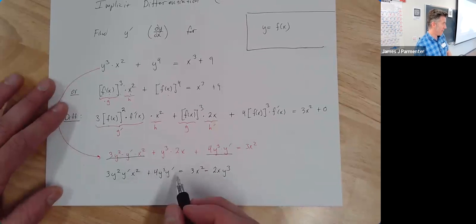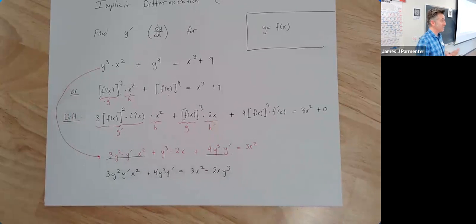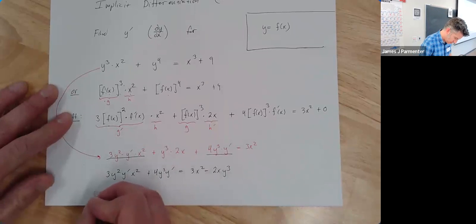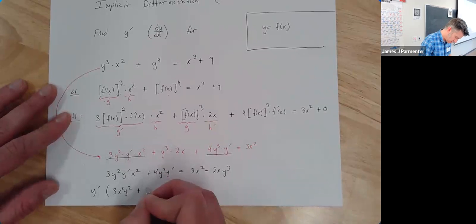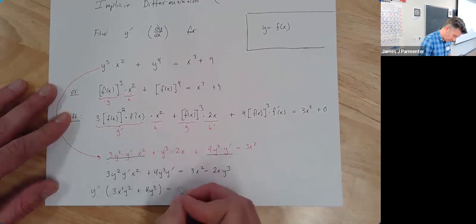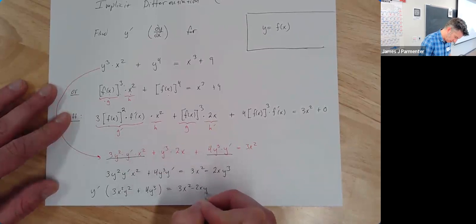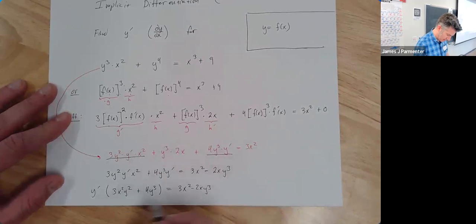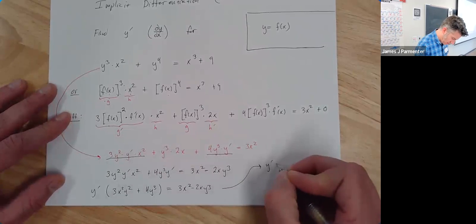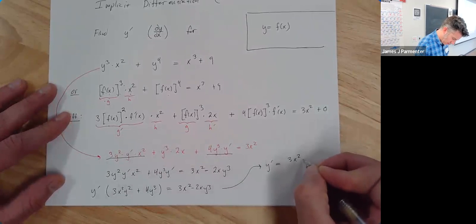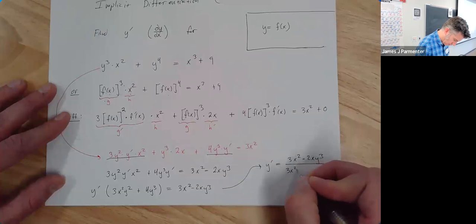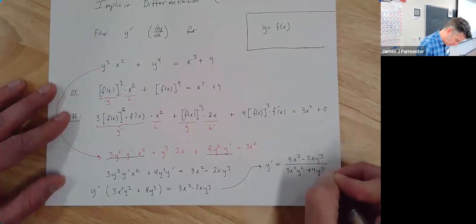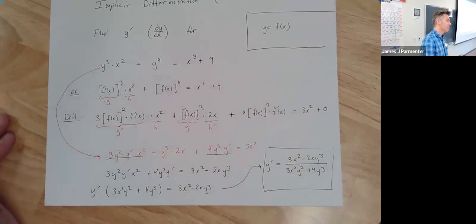Then I'm going to factor out a y prime from the terms on the left because every term on the left has y prime. That's why I did that. And y prime times 3, I would write this as x squared y squared because we usually write things in alphabetical order, plus 4y cubed, still equal to all that, 3x squared minus 2xy cubed. And finally, I would divide both sides by that to get y prime equal to 3x squared minus 2xy cubed divided by 3x squared y squared plus 4y. And that would be our answer.